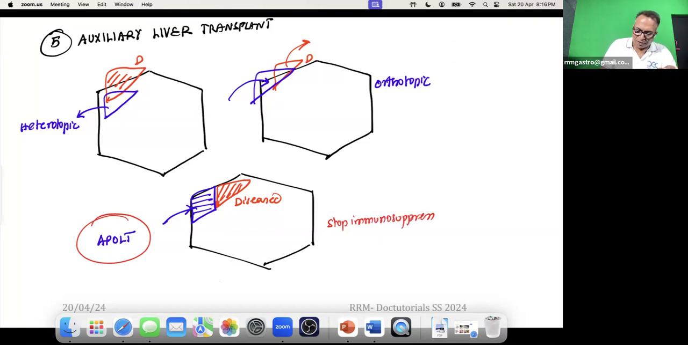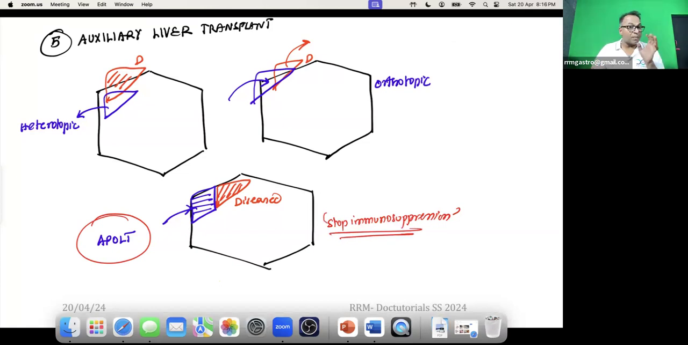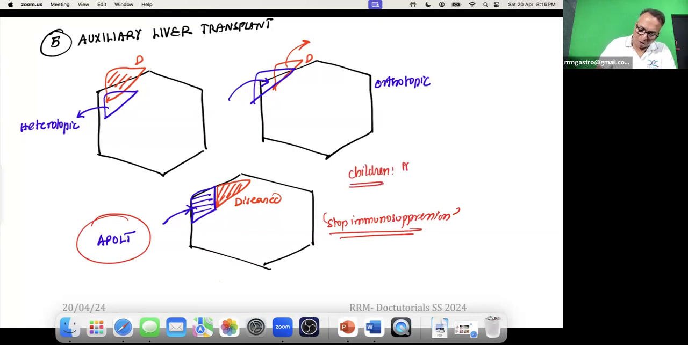Tell me one indication of this done in children. This procedure, auxiliary liver transplant, is done for fulminant liver failure. But in children, it is done for one indication. In children, this procedure is now done for metabolic disorders like amyloidosis and so on. Also metabolic disorders like maple syrup disease, we can do this.